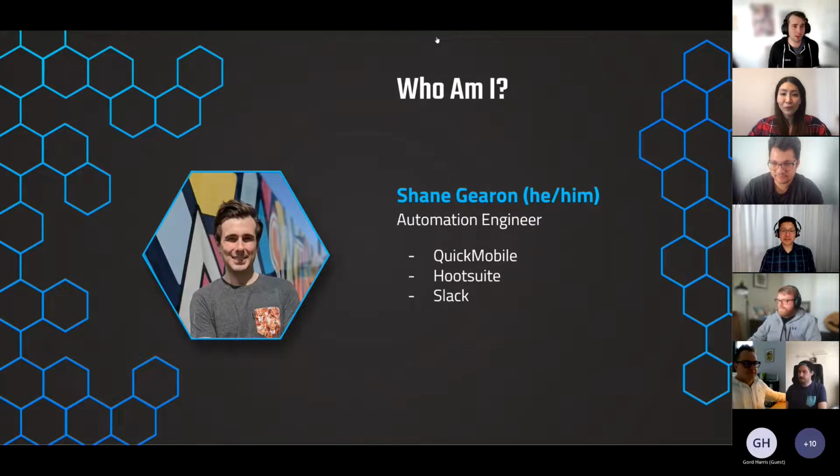One slide too many. Who am I? I'm Shane Gearon. I'm an automation engineer. I've been doing quality and automation engineering for about 10 years now. In Vancouver, worked at Quickmobile, Hootsuite, and now at Slack, along with a couple of other companies there as well. And I started off sort of doing manual mobile testing, moved into automation, then into web automation, and now I'm doing API testing at Slack.